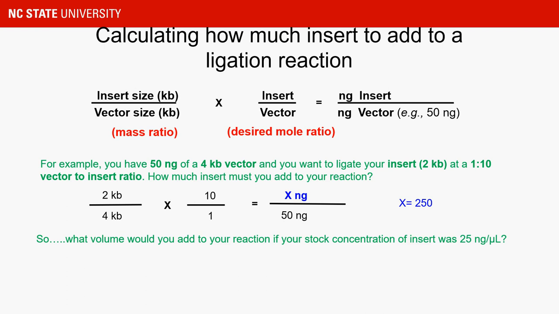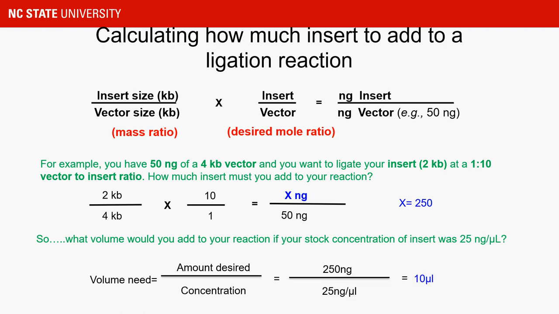The stock concentration of insert is 25 nanograms per microliter. What volume shall we use? We can calculate the volume desired for this reaction using the desired amount of insert, divided by the concentration, that is 25 nanograms per microliter. We can then determine we need to use 3 microliters of insert.